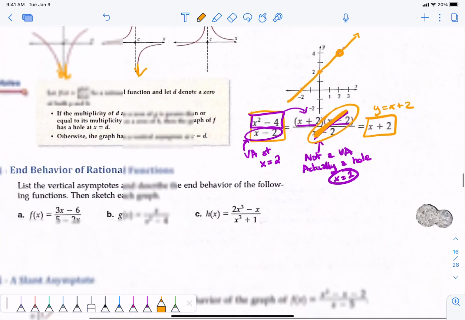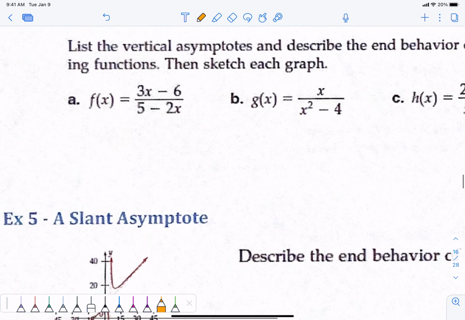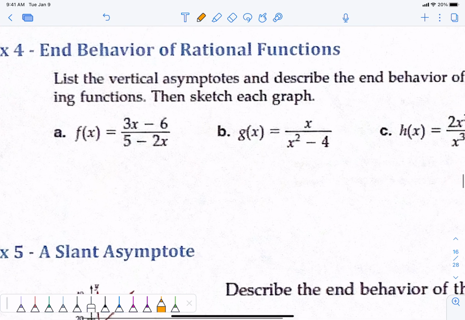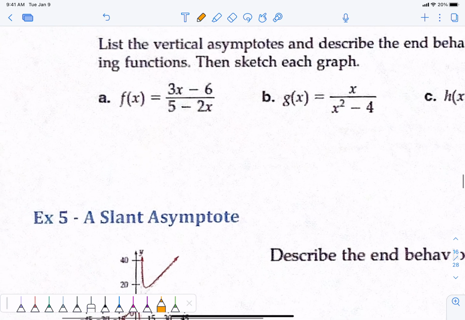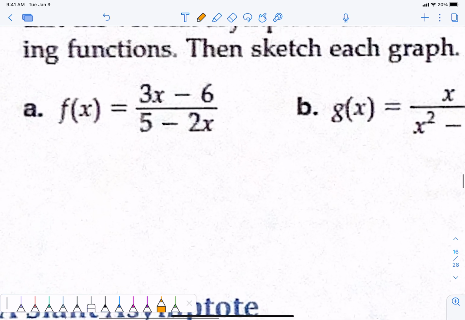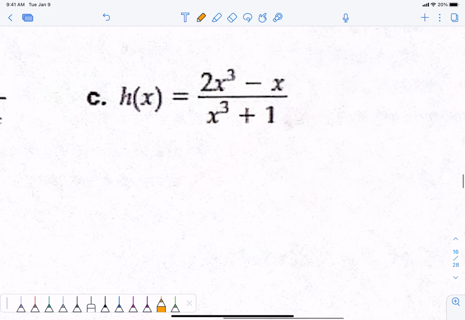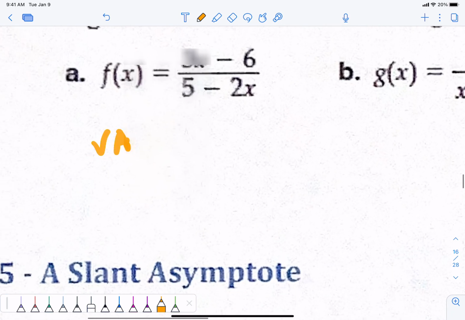Good? Perfect. Okay, let's go down here and let's talk about these and then we'll stop. We'll stop before we get to slant asymptotes. Okay? All right, list the vertical asymptotes and describe the end behavior of the graph of the following functions. Let's do VAs, and some of these might be holes, except they're not. All of these are VAs.